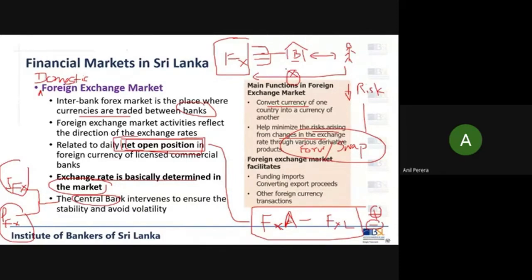So in the Sri Lankan market also these are happening, but we have a very small foreign exchange market compared to some other countries. On a daily basis, our volumes are on average 50 million US dollars. Our daily transaction is a very small amount, right? Because our market is not that big, there are only limited transactions happening.